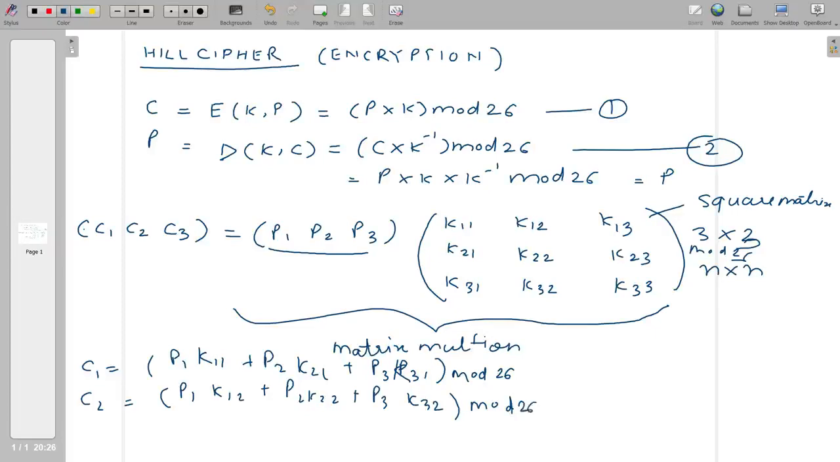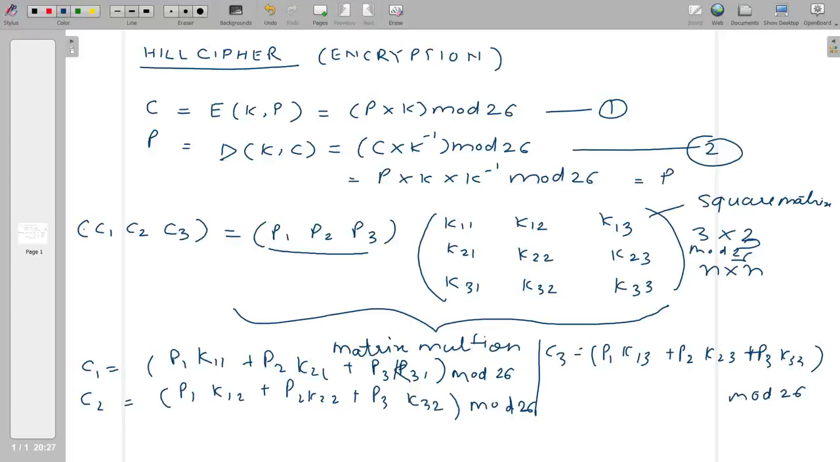In the same manner, we can write C3 also. So C3 is going to be P1 K13 plus P2 K23 plus P3 K33, and it is also mod 26. So this is how we can get ciphertext using plaintext and key.